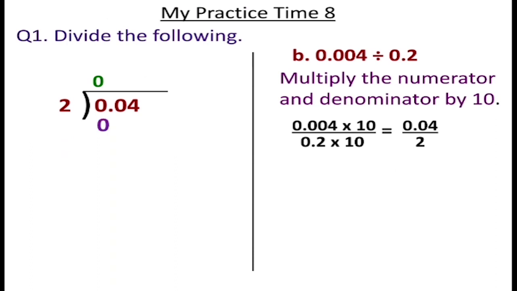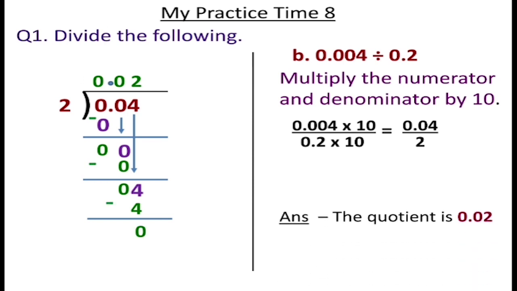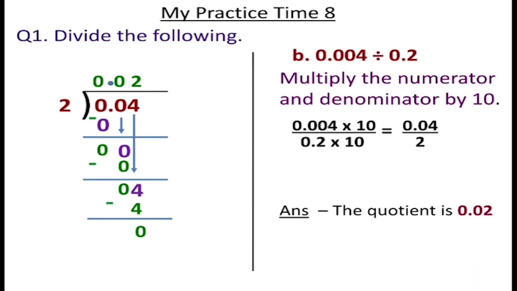2 zeros are 0, write 0 here, then subtract 0 from 0. Now bring this next 0 down and put the decimal in the quotient. Now 2 zeros are 0 again, then subtract 0 from 0, you will get 0. Now bring this 4 down. Now 2 2s are 4, write 2 in the quotient and 4 here, then subtract 4 from 4, you will get 0. So the quotient is 0.02.